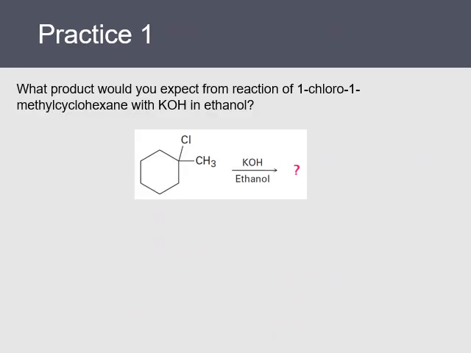Practice. What product would you expect from the following reaction? Note that this is potassium hydroxide, a strong base, so the reaction is probably an elimination reaction. An elimination reaction will remove a hydrogen adjacent to the carbon-halogen bond. So this is the carbon-halogen bond, and you remove a hydrogen. Where are the hydrogens? An obvious one is this hydrogen. So let's draw more clearly.